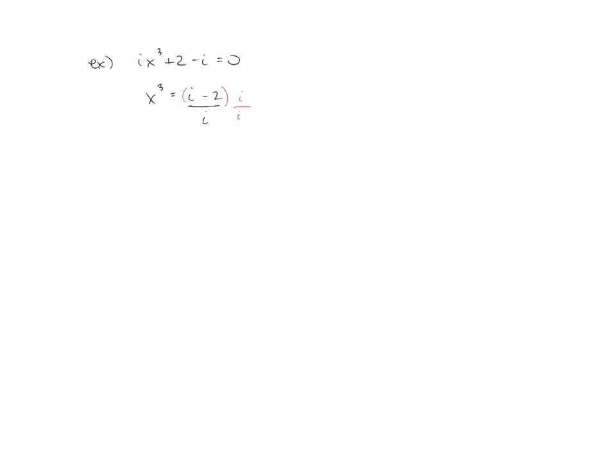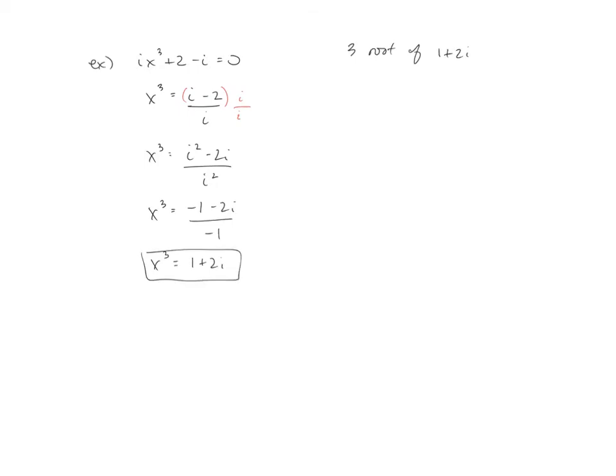And distribute that through. So we find x cubed equals i squared minus 2i over i squared. We know that i squared equals negative 1, so this would be a negative 1 minus 2i over negative 1. And finally, x cubed would equal 1 plus 2i. So from this step right here, you can see that we're going to look for the 3 roots of 1 plus 2i. So that's really the question there that we're trying to solve.